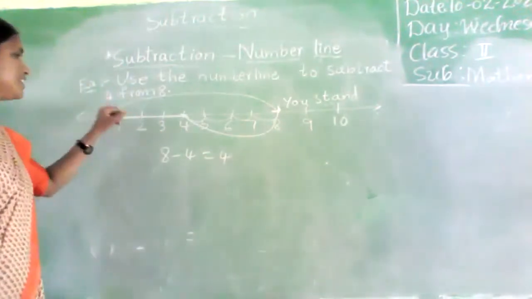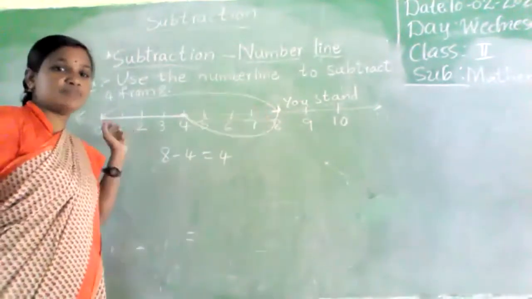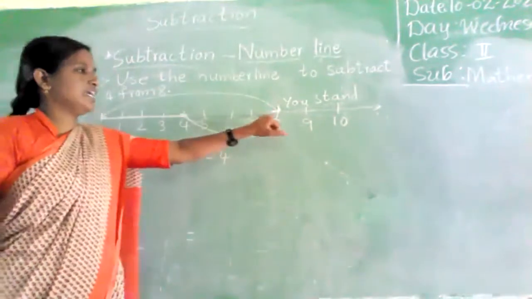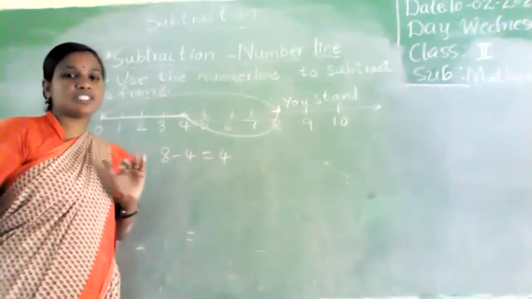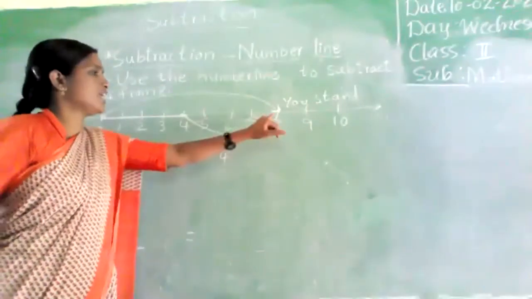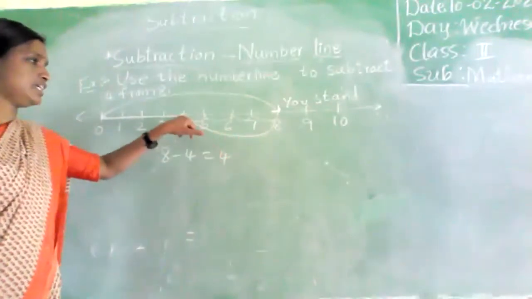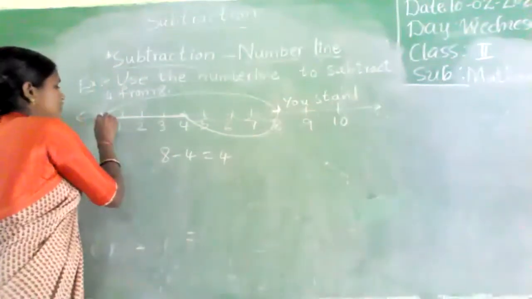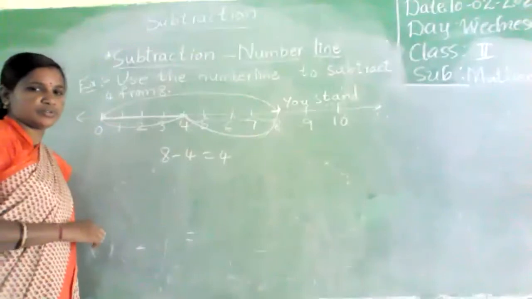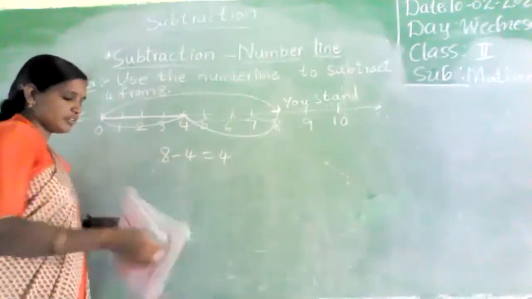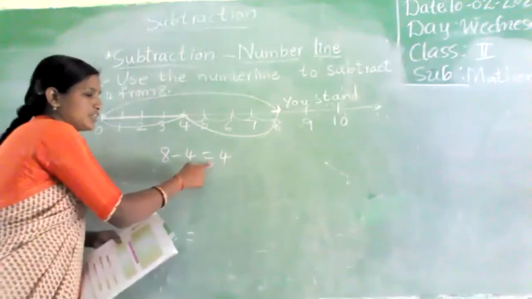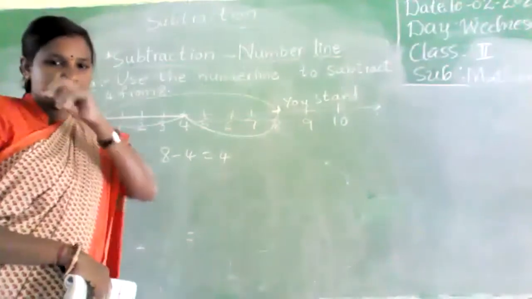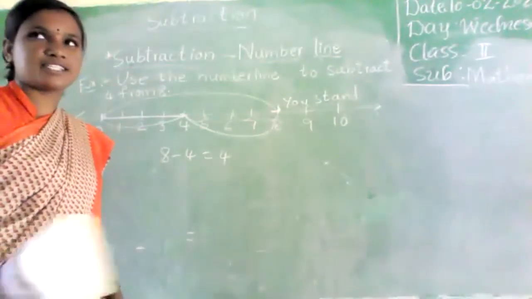See children, first we take an arrow on the number line from 0 to 8. Then we subtract 4 steps. So that's why we have to do backward counting. 4 steps backward counting. So what is the remaining? 0 to 4. So 8 minus 4 is equal to 4. Okay? Next.